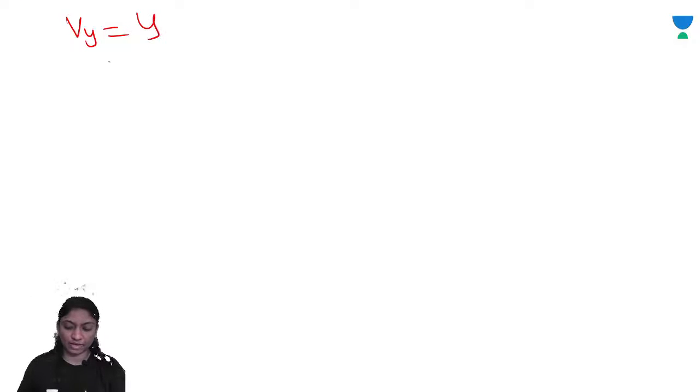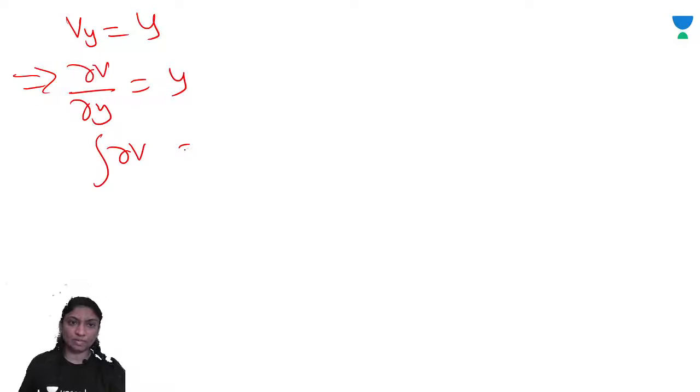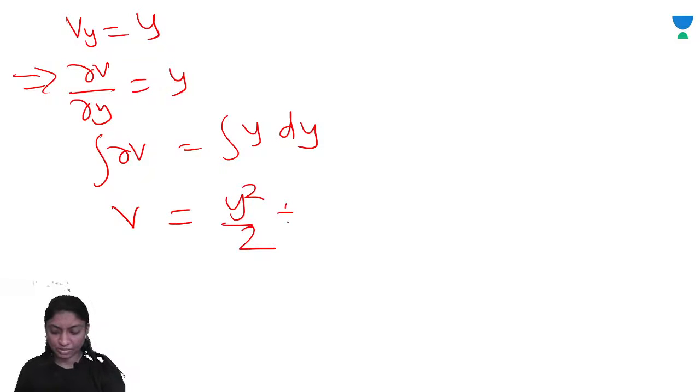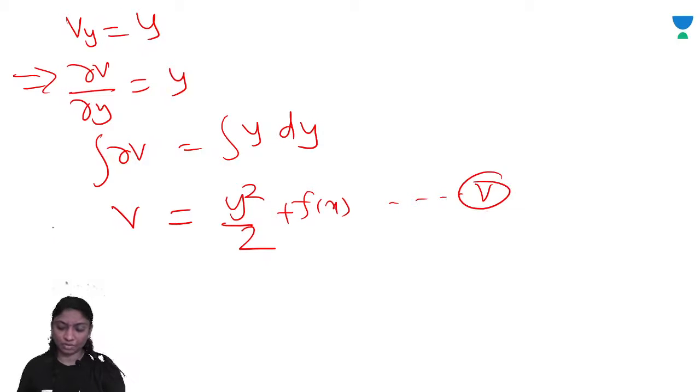Now integrating equations 3 and 4, we get Vy is equal to y, which implies ∂V/∂y is equal to y. Separating the variables, ∂V is equal to the integral of y dy. So V is equal to y square by 2 plus f of x. This is equation number 5.